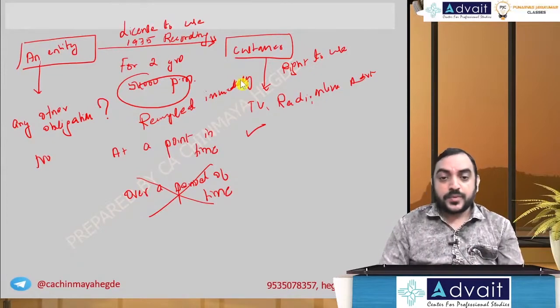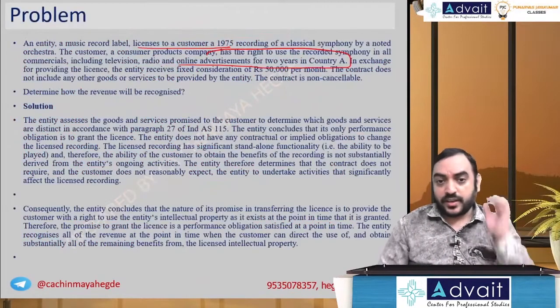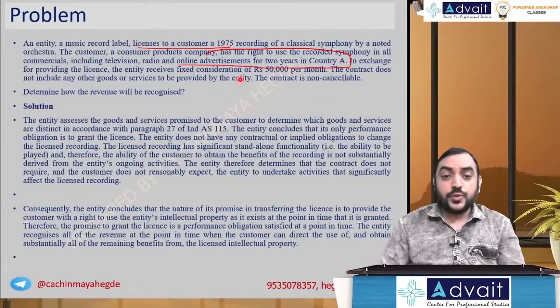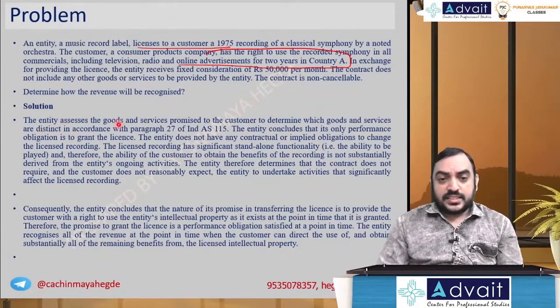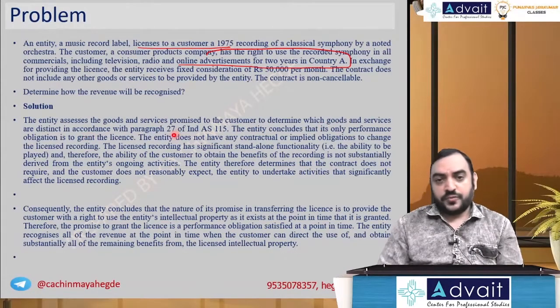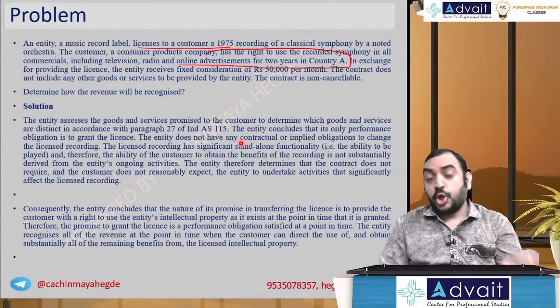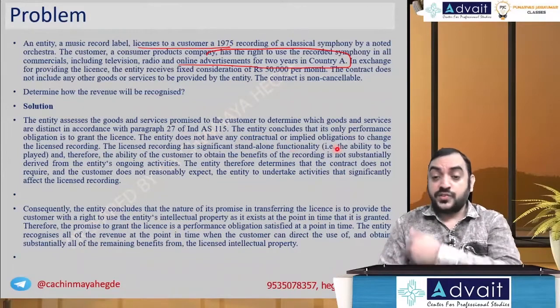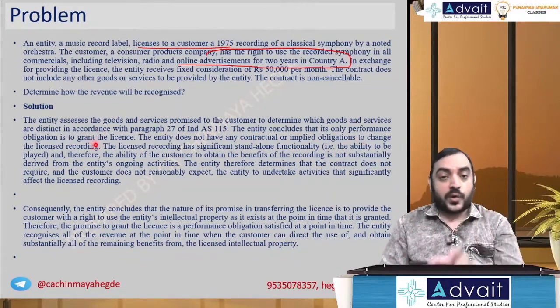The same point is discussed here. You can read through it. I'll also quickly read through with you. The entity assesses the goods and services promised to the customer, and determines which goods and services are distinct in accordance with paragraph 27 of Ind AS 115. Entity concludes that its only performance obligation is to grant the license. Entity does not have any contractual or implied obligations to change the license recording.